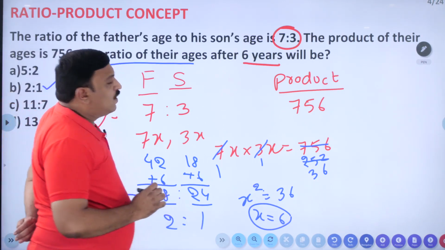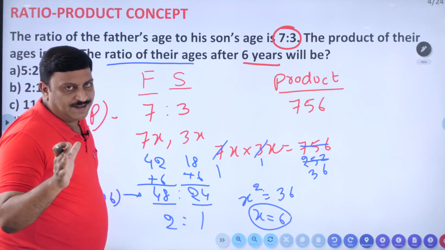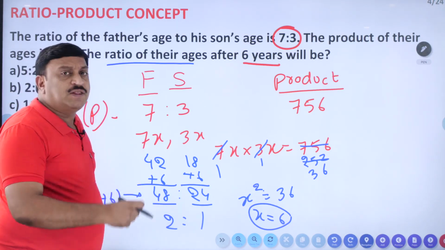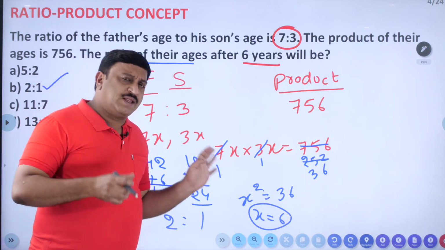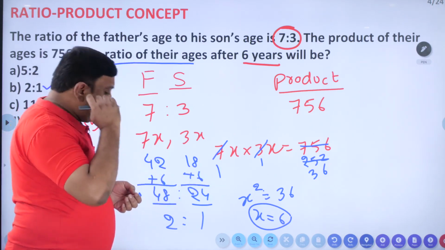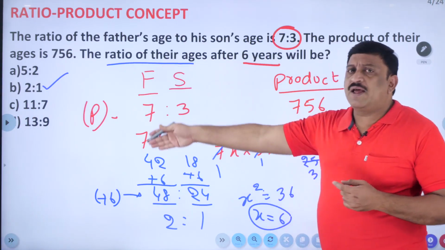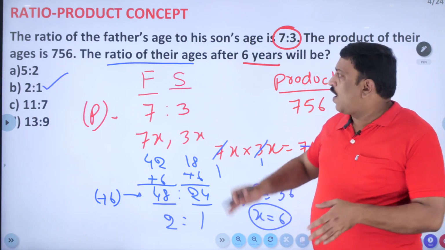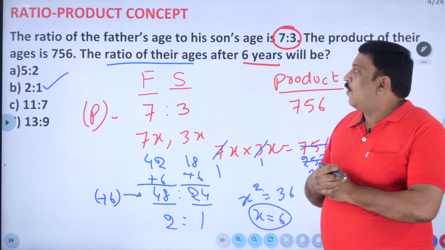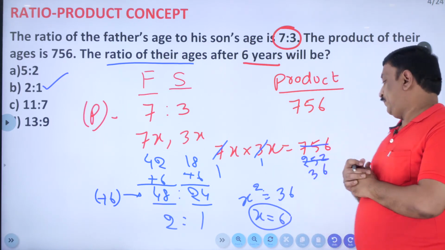But the point here is that the product of the ages is the concept. For this one, you have to use the X method and get the answer. Some people say there is an option-based method also, but if the options are given like this, we can't do that, right? We have to go directly. Okay, coming to the next model.